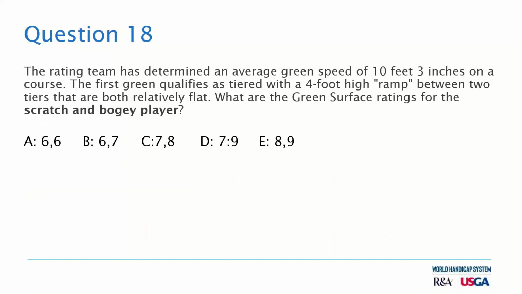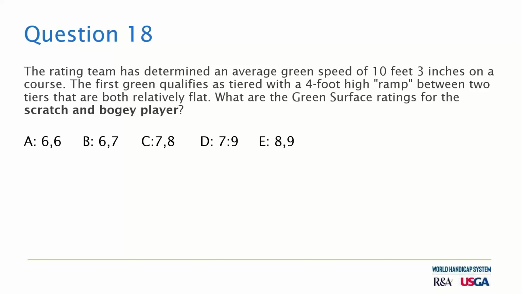Moving on to question number 18, which just under 50% got this question right on this green surface question. So we'll certainly go over it. The rating team has determined an average green speed of 10 feet 3 inches on a course. The first green qualifies as tiered with a 4-foot high ramp in between 2 tiers that are both relatively flat. What are the green surface ratings for both the scratch and bogey player?